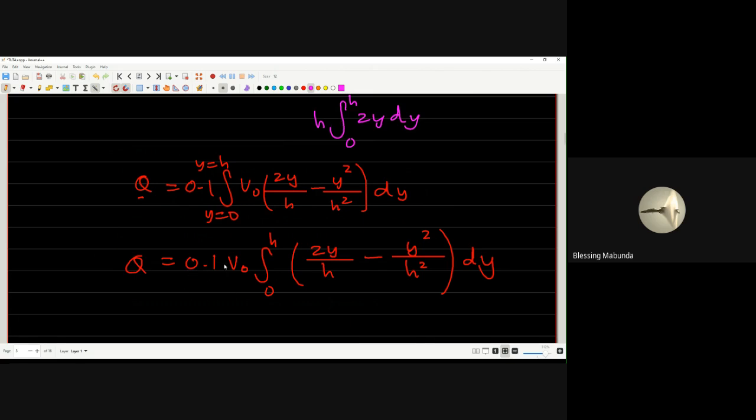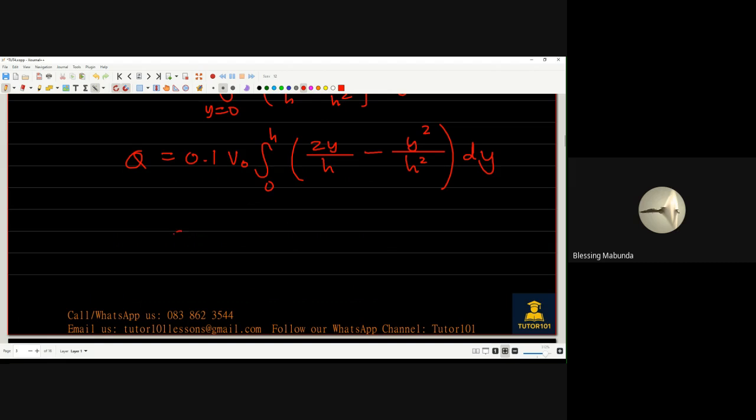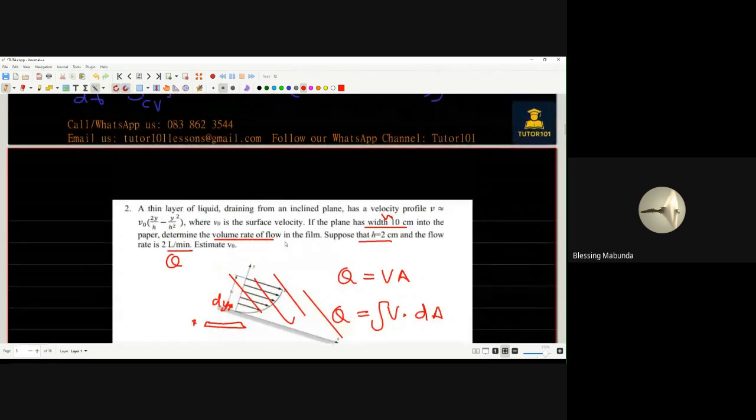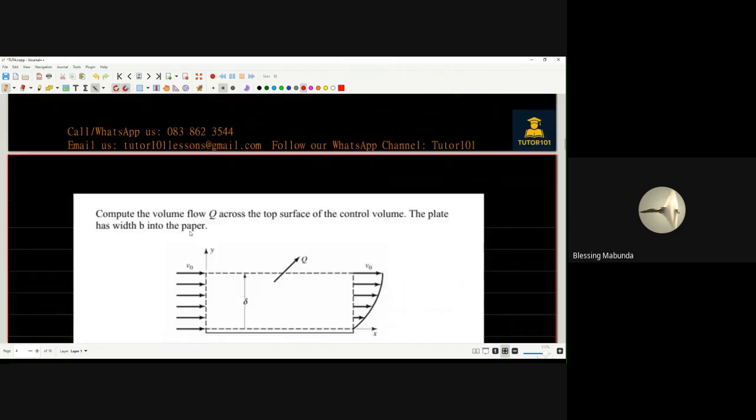So you're going to come up with an expression for Q as a function of V naught and H. And the second question gives you this value Q, and you want to work out what V naught is given an H of 2 centimeters. With your units, you always have to make sure that they are consistent, meaning that you will convert this to cubic meters per second. But if you struggle with any of that, you can let me know.